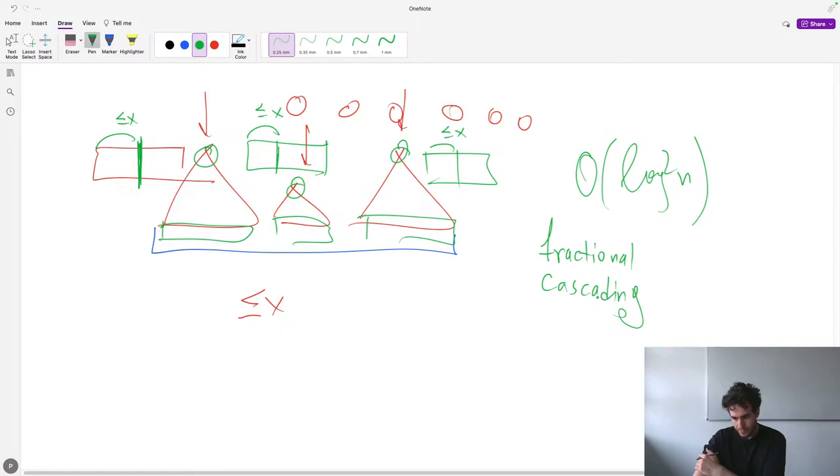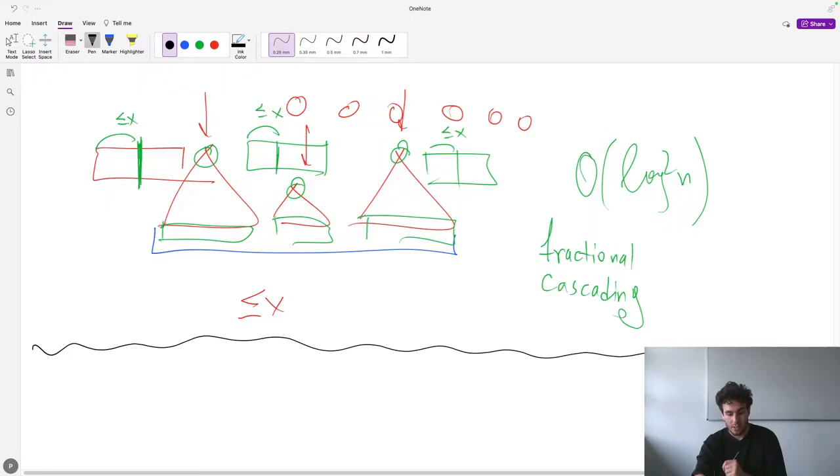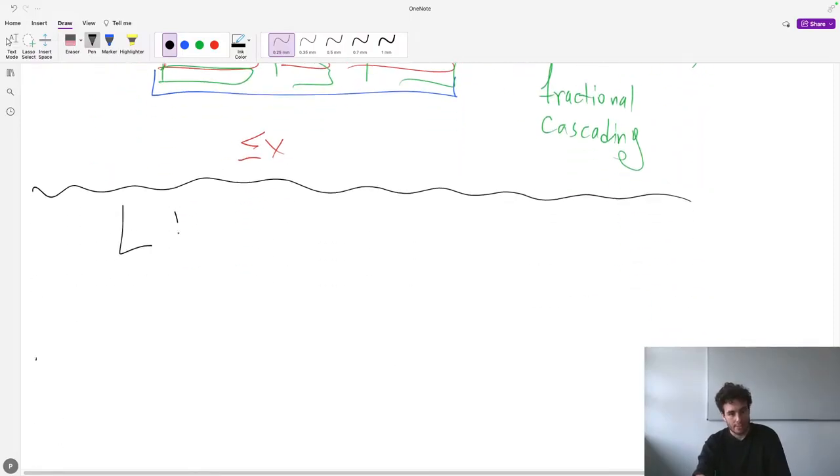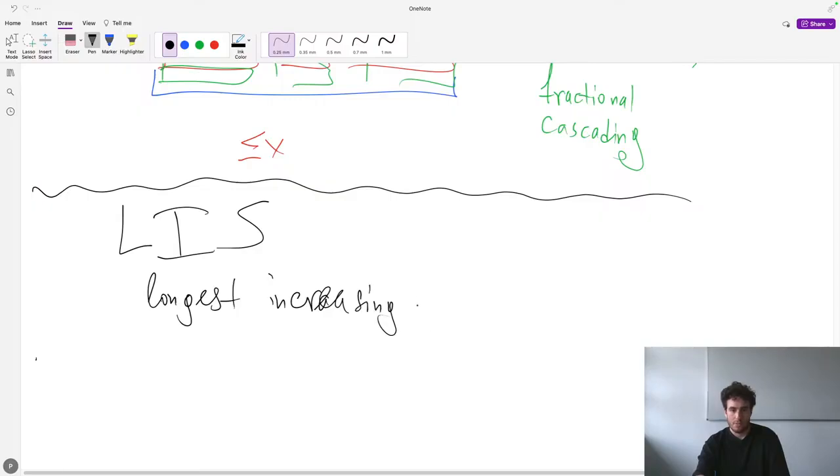Great. We learned how to answer a lot of queries. Now let's just solve the last problem. And the last problem is going to be a real problem called LIS. Longest increasing subsequence.